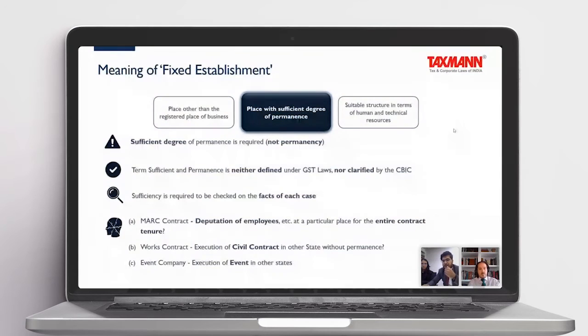Event company. Suppose there is an event company which is organizing an event in a different state, that is a state other than the one in which it is registered. Will the state where the event is organized for 2-3 days be covered within this expression, sufficient degree of permanence? Again, there is no permanence per se. It is just providing the event, and after performing the event it will come back to its home state, right?